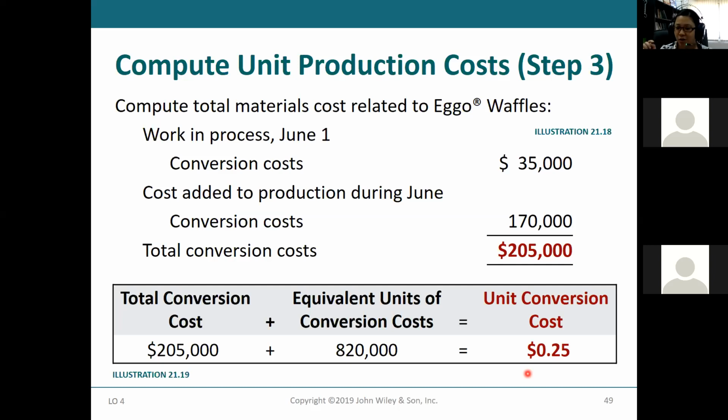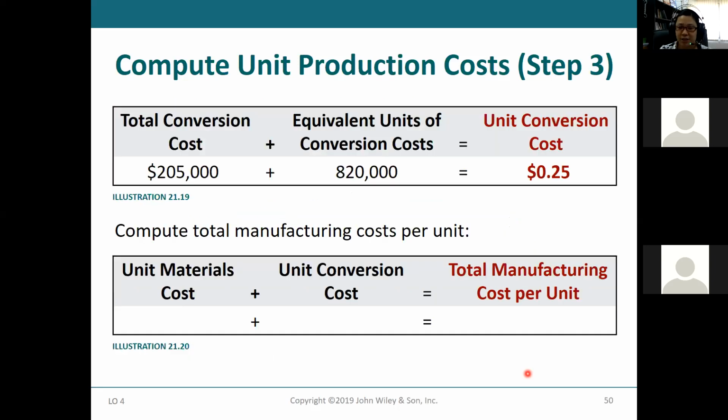So one unit costs 0.5 for material. One unit costs 0.25 for conversion. So how much is the total cost for one unit? 0.75. Very good. So total manufacturing cost per unit will be 0.75. Okay, any question until here? So we finished step number 3 already. We have only one more step.